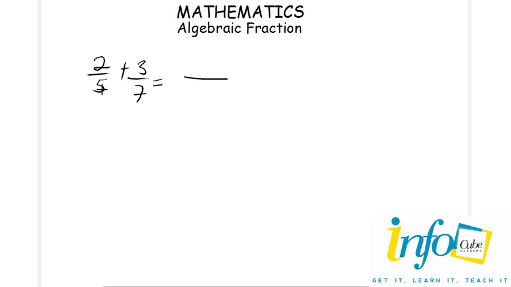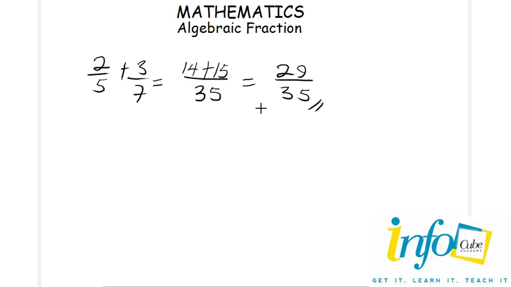You first of all find the LCM of 5 and 7, which will give you 35. The next thing you do is to use this 5, which is the denominator, to divide the 35. You will get 7, and 7 times 2 will give you 14. Plus, 35 divided by 7 will give you 5, and 5 times 3 is 15. Now when you add the two of them, you have 29 over 35. This simple process I followed in solving this arithmetic fraction is the same way we're going to solve all the algebraic fractions in this tutorial.